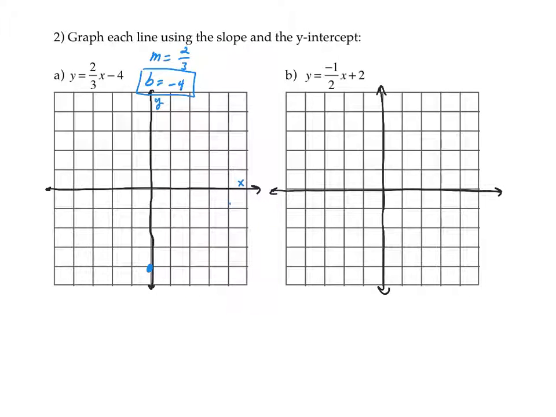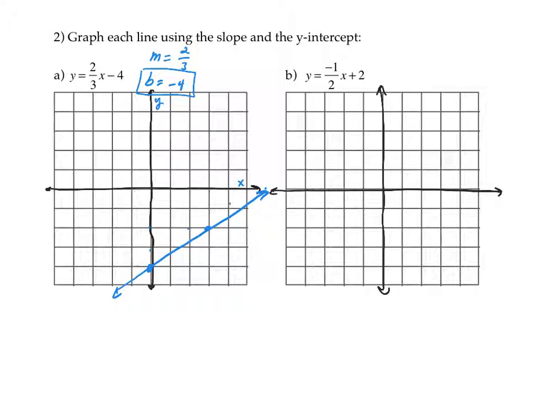And then our slope is 2/3, and it's positive, so that means we want to go up 2 units, and then to the right 3. Go up 2, to the right 3, kind of go up the graph at that point, but we only need 2 points to determine our line.